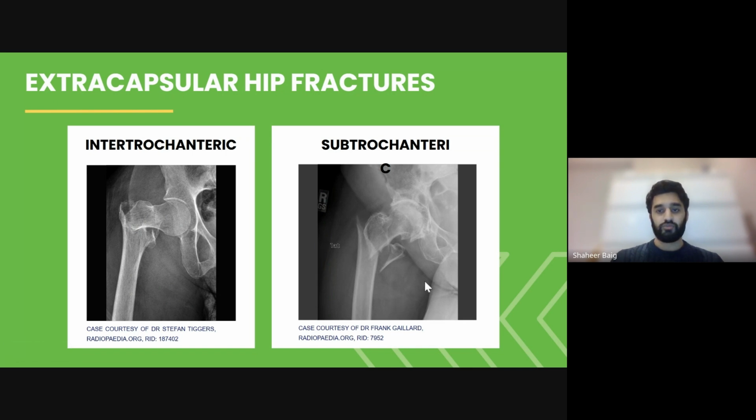The same in the subtrochanteric region. This is a little bit more distal, a bit more lower down, and there's also a comminution, a fragment of the lesser trochanter, which is the insertion of the iliopsoas tendon.